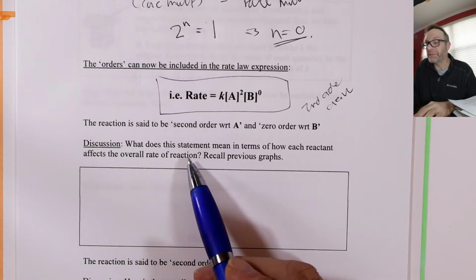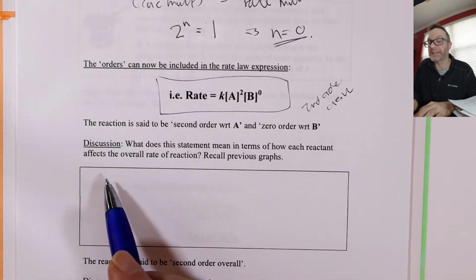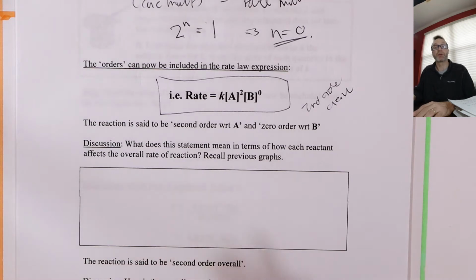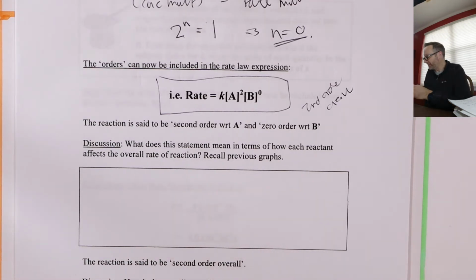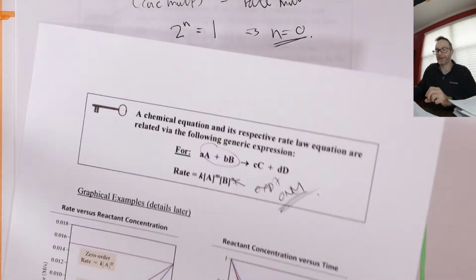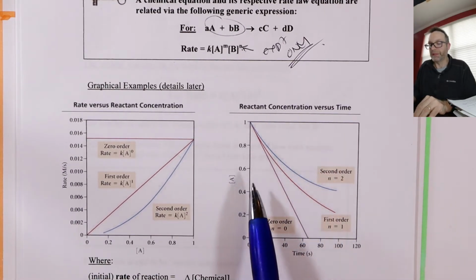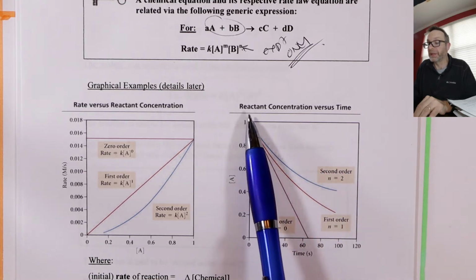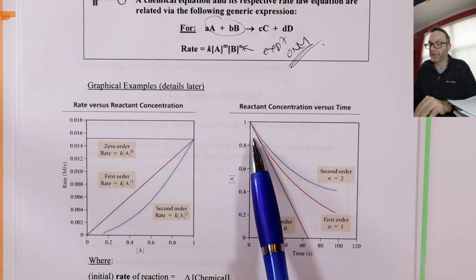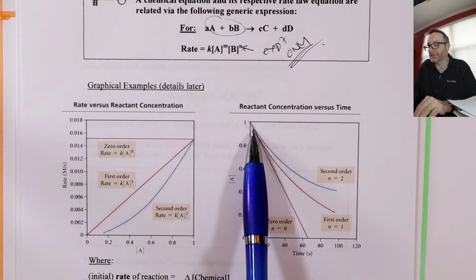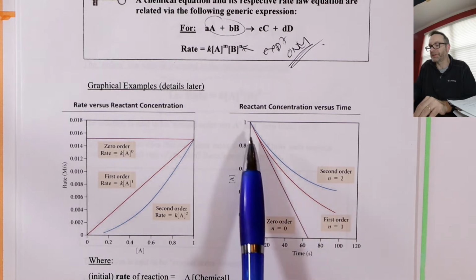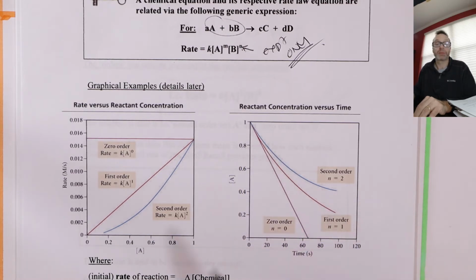So what does this statement mean in terms of how each reactant affects the overall rate of reaction? Recall previous graphs, okay? So have these ready at your side, and I said we'll come back to them. There it is, okay? Let's look at this one. So reactant concentration versus time. And you can see for a 0, a first and a second order, we have an increasing exponential kind of function, okay? So, you know, squared, proportional, and then 0, right?